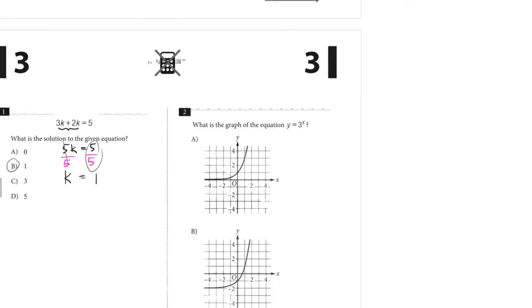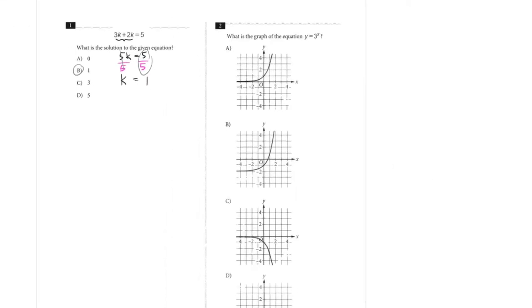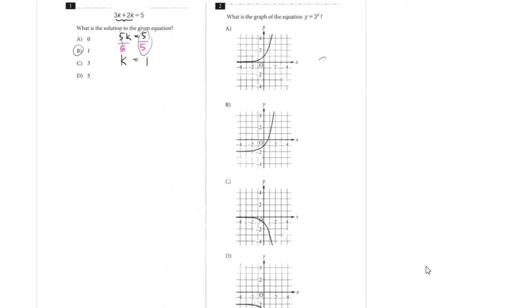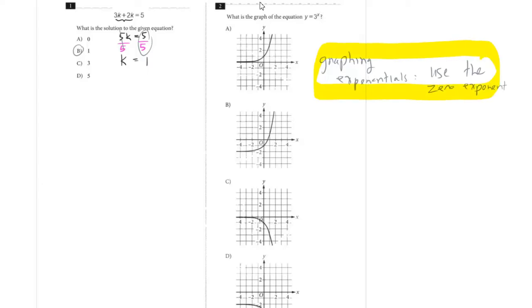We're being asked for the graph of this equation. And the big tip here is when you're graphing exponential equations, you want to use the zero exponent. The zero exponent is a great reference point because anything to the 0 power is 1. So if we take y equals 3 to the x and we try to use the moment when x is 0, that's y equals 3 to the 0, which is 1. So we just found out that when x is 0, y is 1.